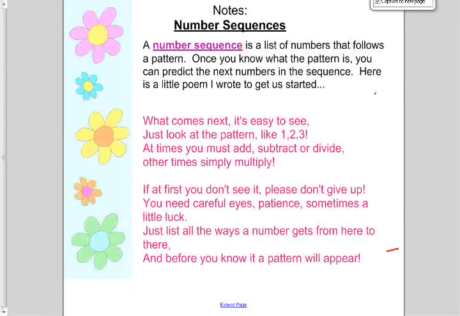A number sequence is a list of numbers that follows a pattern. Once you know what that pattern is, you can predict the next numbers or term in the sequence.